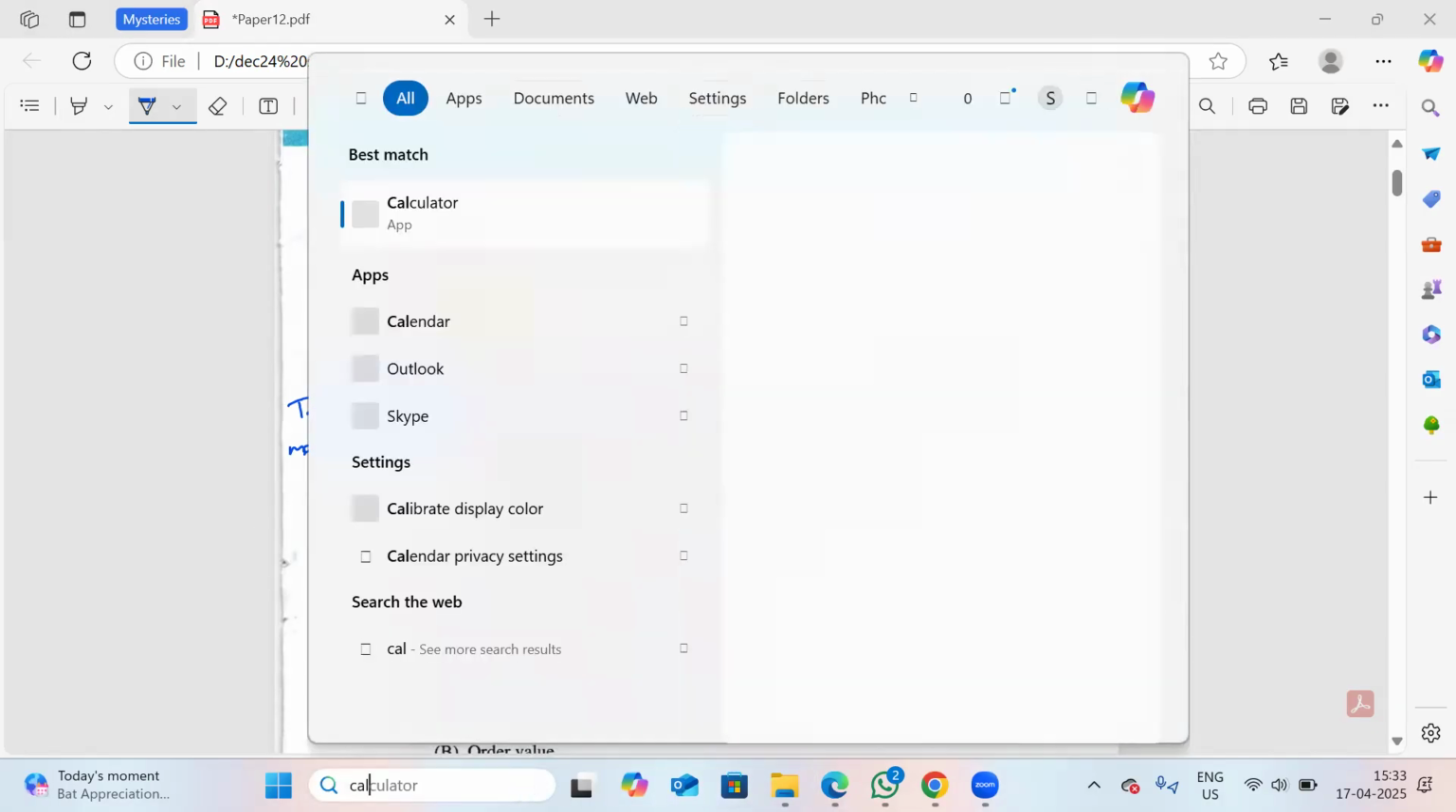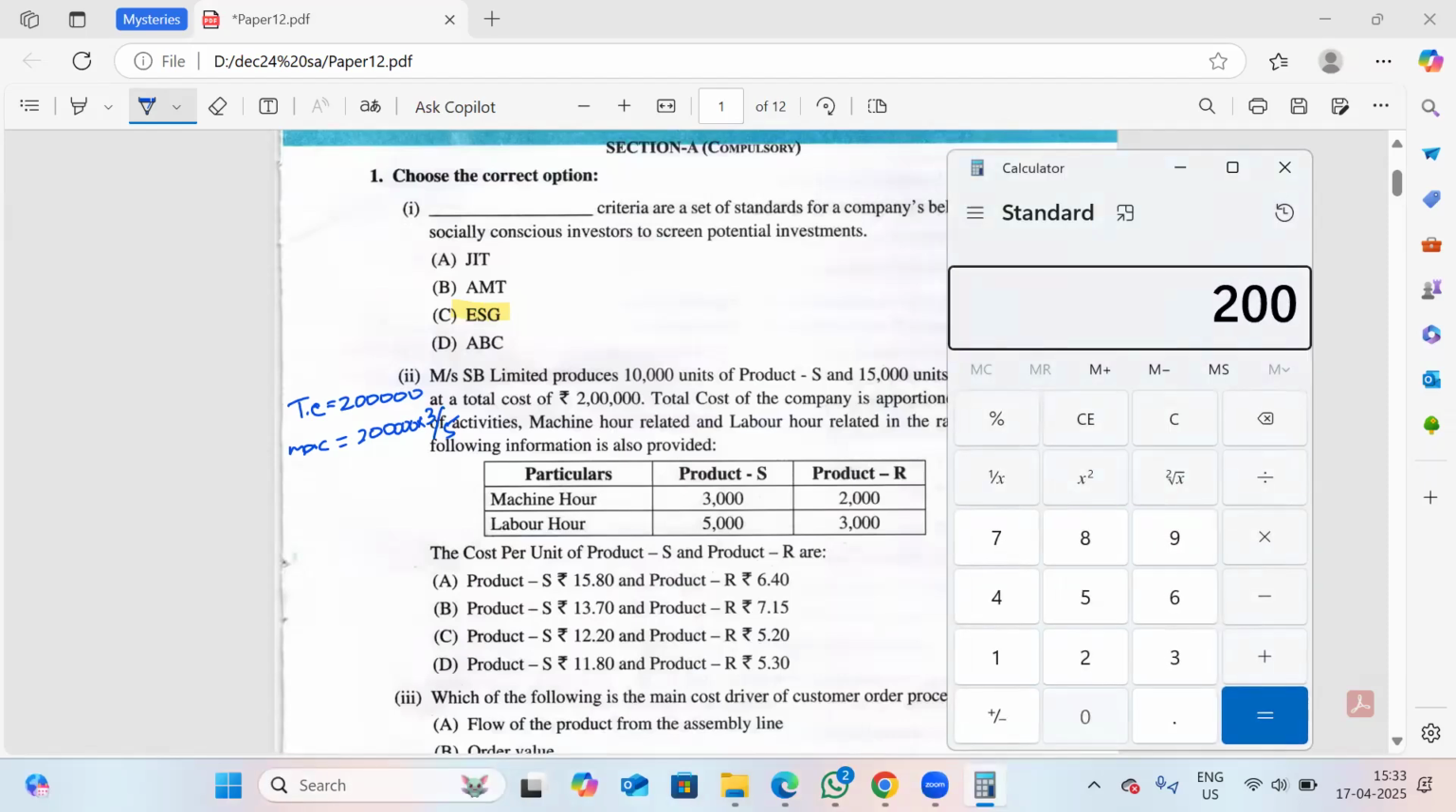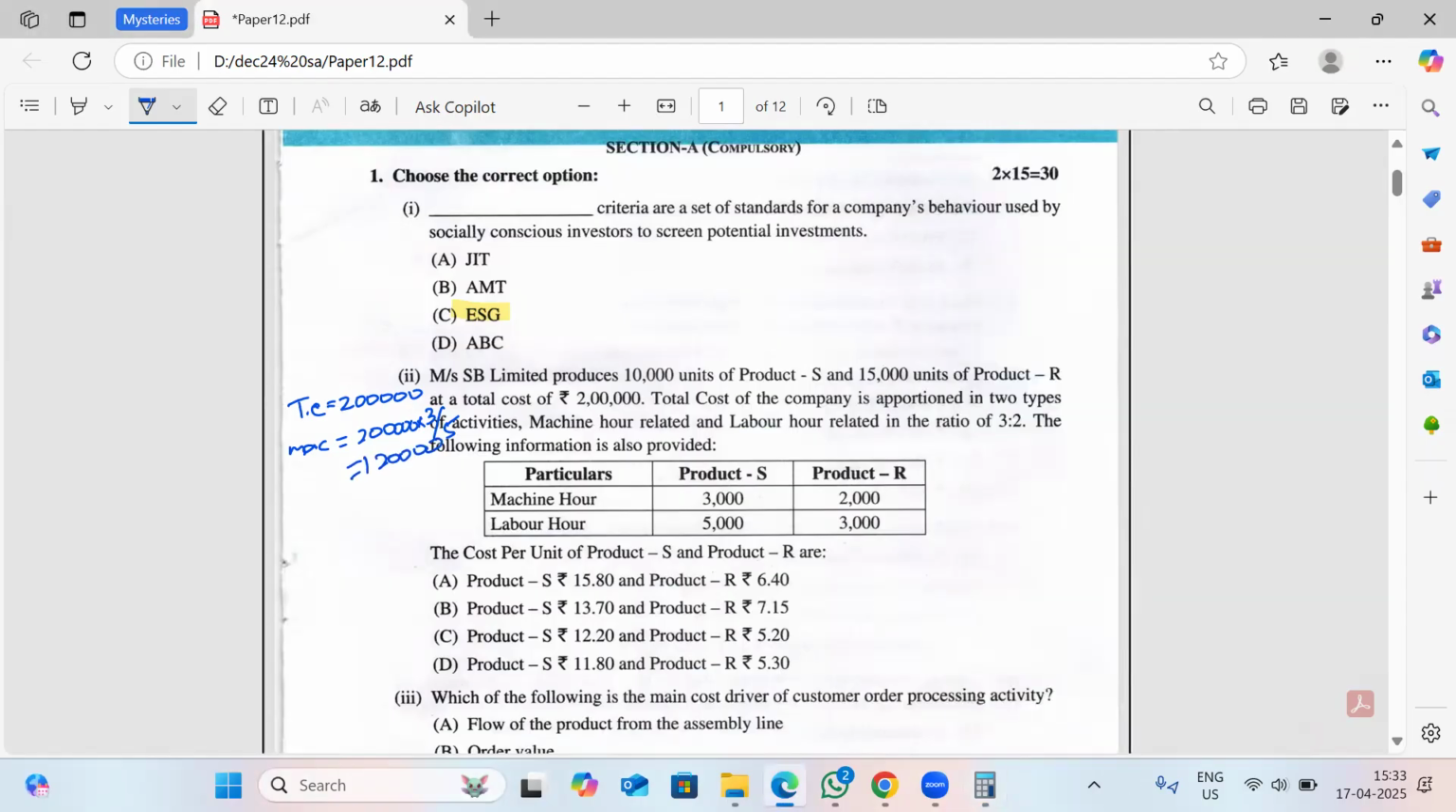Calculating that, 2 lakhs into 3 by 5 is 1,20,000. So my machine related overhead will be 1,20,000, and my labor related cost will be 80,000, that is 2 lakhs minus 1,20,000. You can easily arrive at 80,000, or else you can calculate using 2 lakhs into 2 by 5. Either way you can calculate. Here I am using a simple technique, 2 lakhs minus 1.2 lakhs, so I get 80,000.